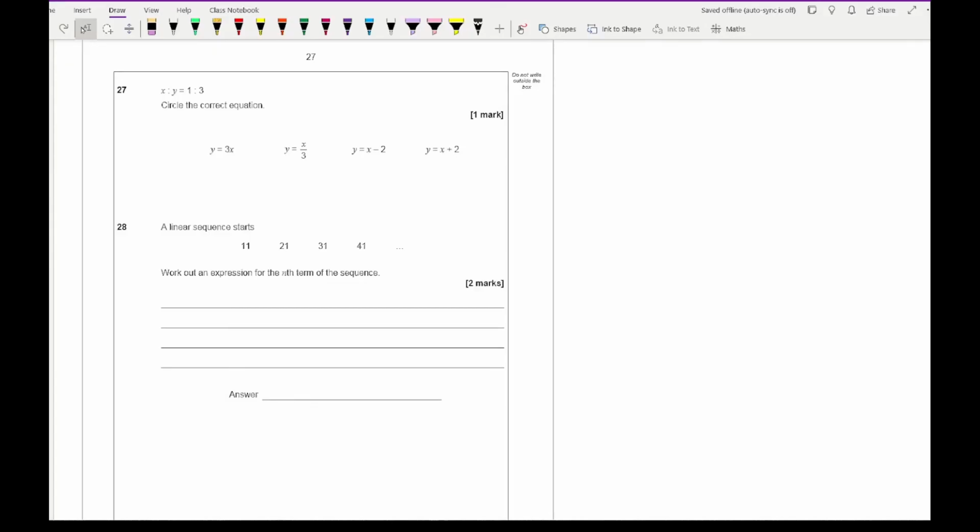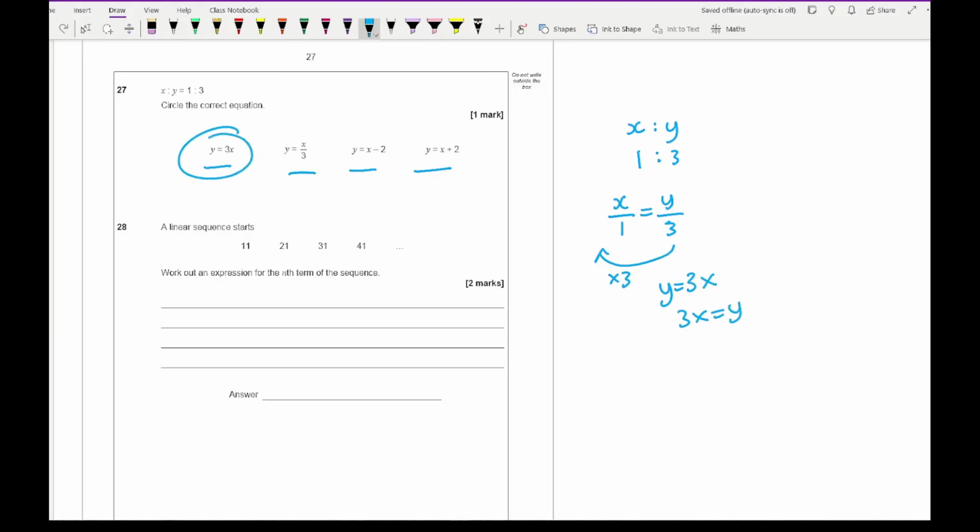The question says x to y is 1 to 3, and it's asking us to circle the correct equation. So here we've got x to y, and we've got the ratio of 1 to 3. If I divide those two things, x over 1 equals y over 3. To make y the subject, and as you can see I've got y the subject in each of these 4 options, I need to take the 3 over to the side by multiplying by 3, so I end up with y equals 3x, or 3x equals y, and that as an option is the very first one.